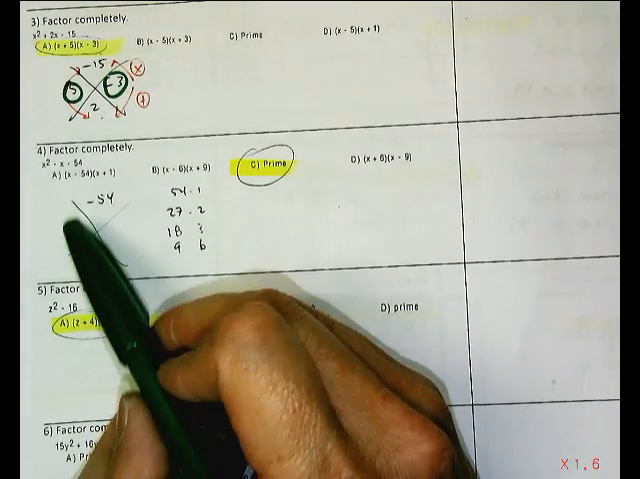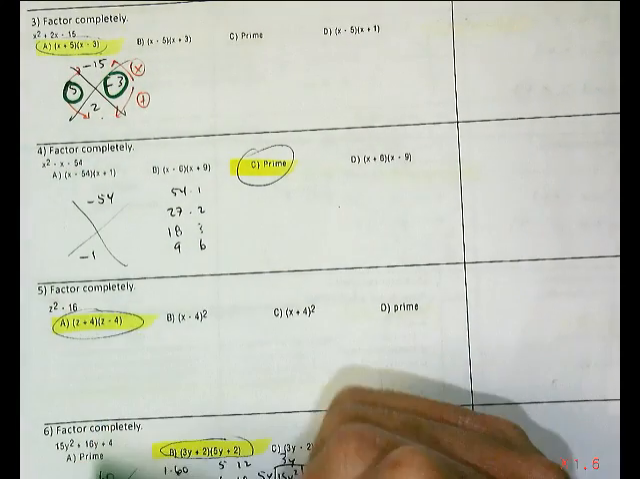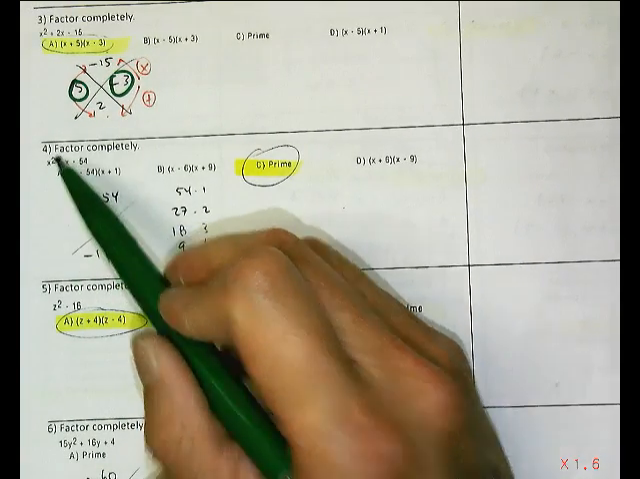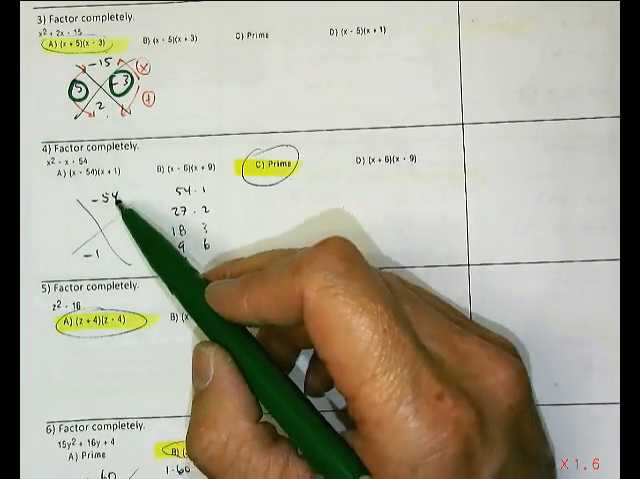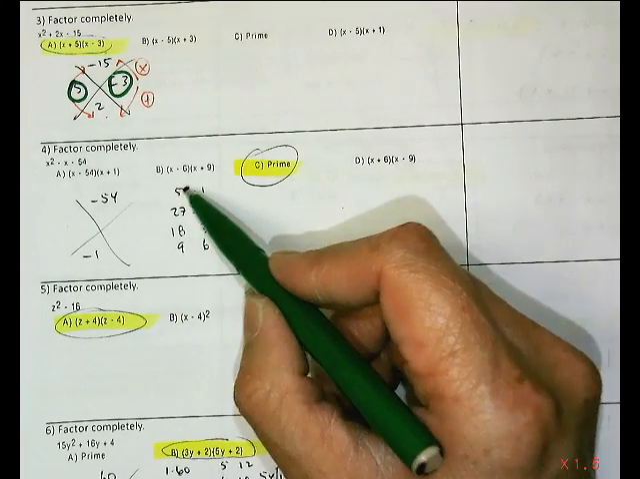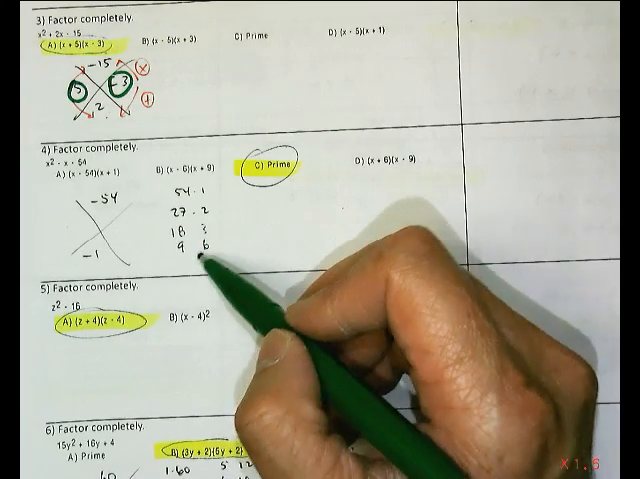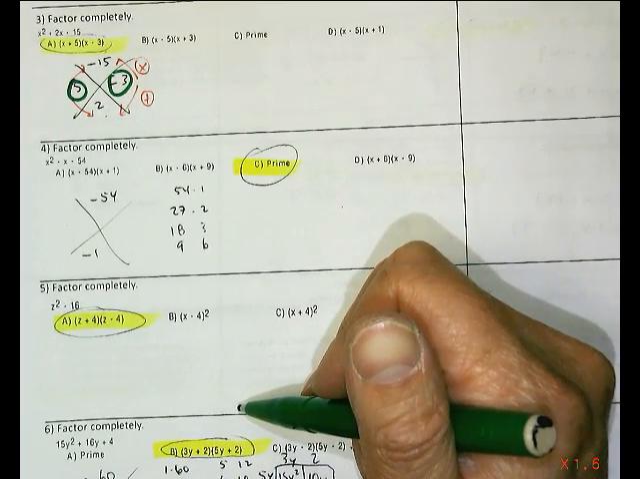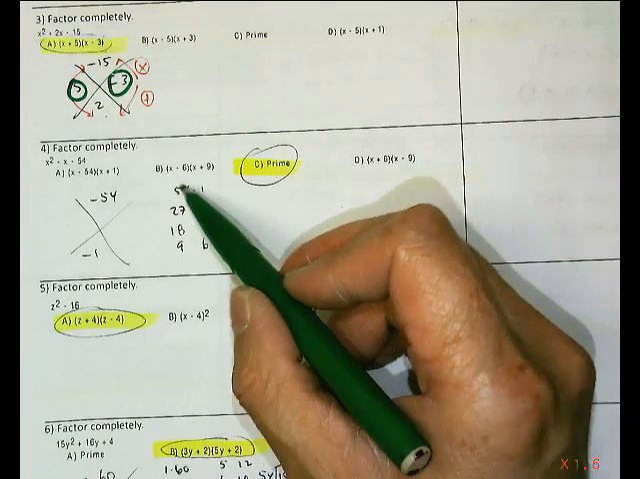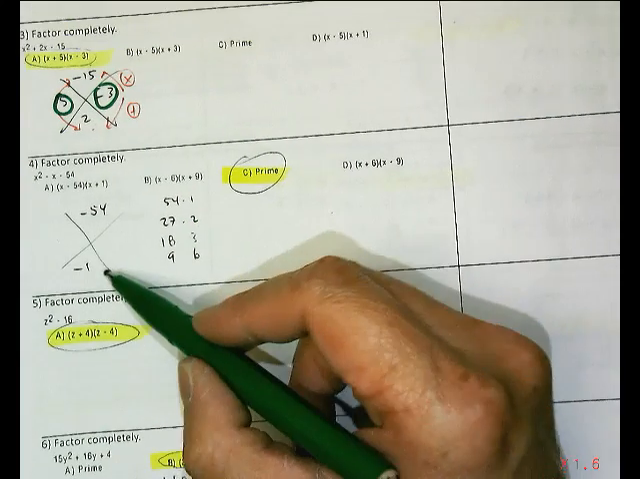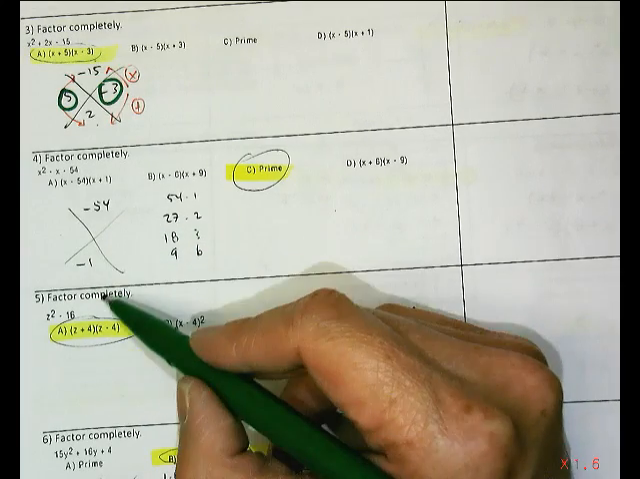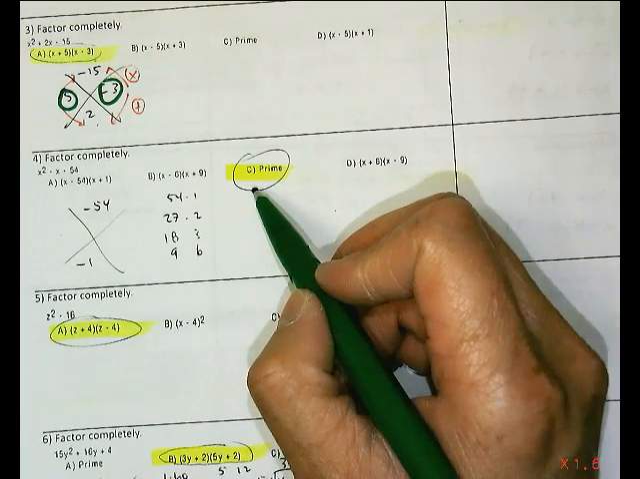Question number 4, factor completely, x squared minus x minus 54. Your A times C is negative 54. Your B value is negative 1. To help me, I can list out all the factors of 54. Ignore the negatives, so it's 54 and 1, 27 and 2, 18 and 3, 9 and 6. And I can't think of these two numbers to either add or subtract to be negative 1. I can figure out that they'll multiply to be negative 54, but they won't add to be negative 1. So the answer is prime.